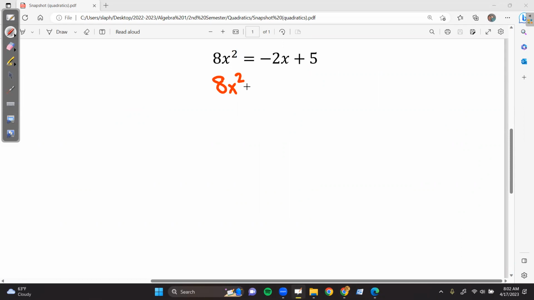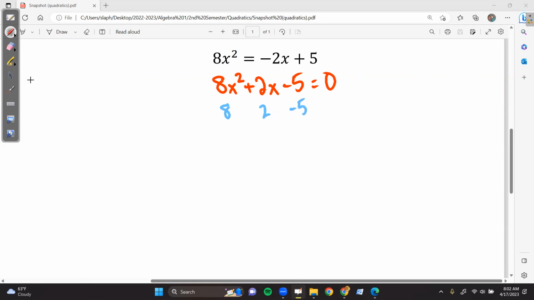The quadratic formula doesn't care. Like it'll take negative a's. It doesn't care, but your life will be easier if you always make sure a is positive. And that goes for a lot of instances, not just the quadratic formula. So I'm going to pull the 2x, make it plus. I'm going to pull the 5, make it minus. And now I'm ready to rock and roll. So my a value is 8. My b value is 2. My c value is negative 5.